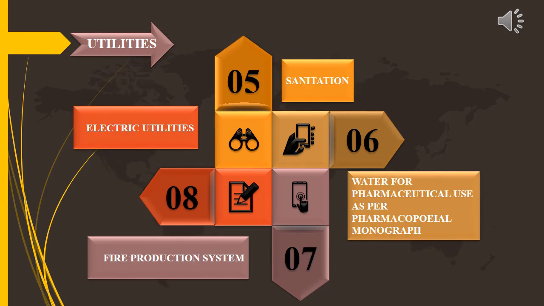And next, sanitation, water for pharmaceutical use as per pharmacopoeial monograph, then fire protection system, then electric utilities, all electric accessories. These are the utilities of premises that we come across in the pharmaceutical industry. There are 8 utilities. What are those? HVAC system, plumbing system, drainage and gas system, sanitation, water for pharmaceutical use, fire protection system and electric utilities.